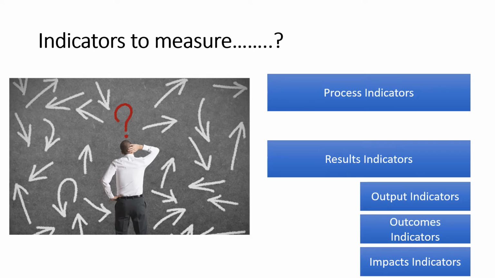Okay, so indicators to measure, we have process indicators, we have results indicators. The process indicators look at the process that has to be followed and how we're going to do things. We might then have results indicators where we measure the impact, we measure the output, or we measure the outcome of what it is that we were trying to do.